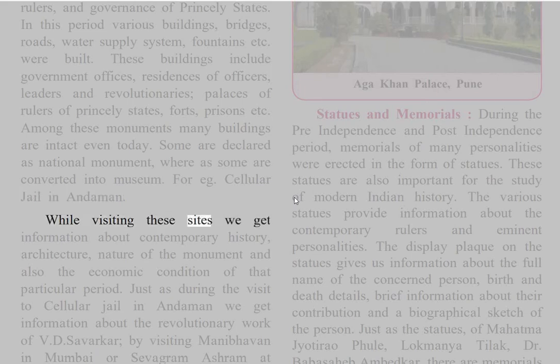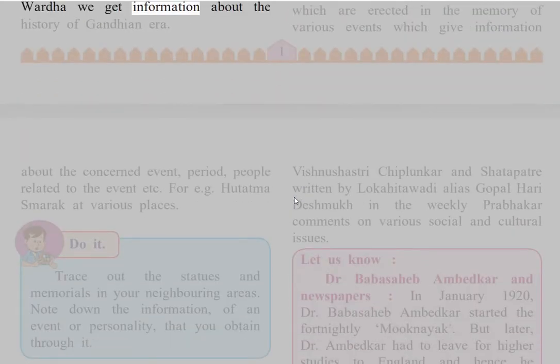While visiting these sites we get information about contemporary history, architecture, the nature of the monument, and also the economic condition of that particular period. Just as during the visit to the Cellular Jail in Andaman we get information about the revolutionary work of V.D. Savarkar, by visiting Manibhavan in Mumbai or Sevagram Ashram at Wardha we get information about the history of the Gandhian era.